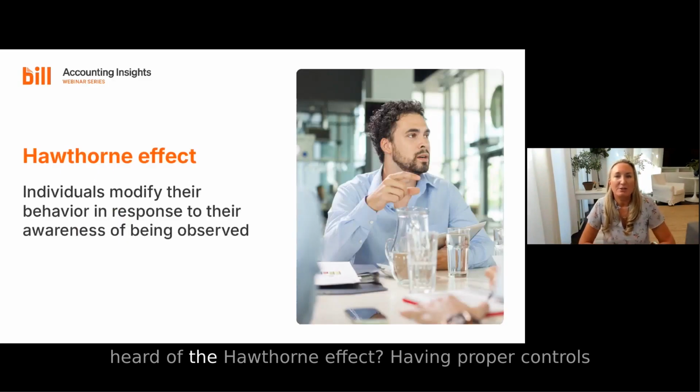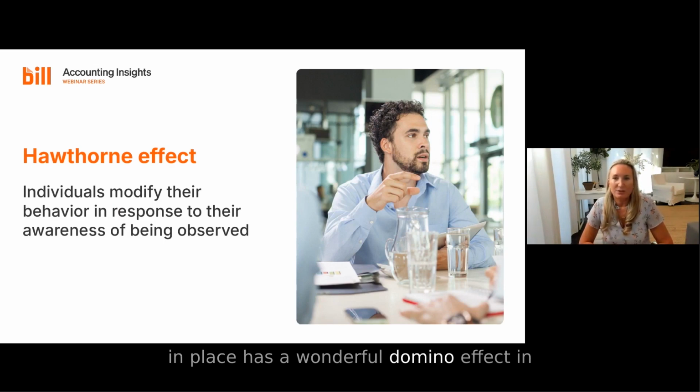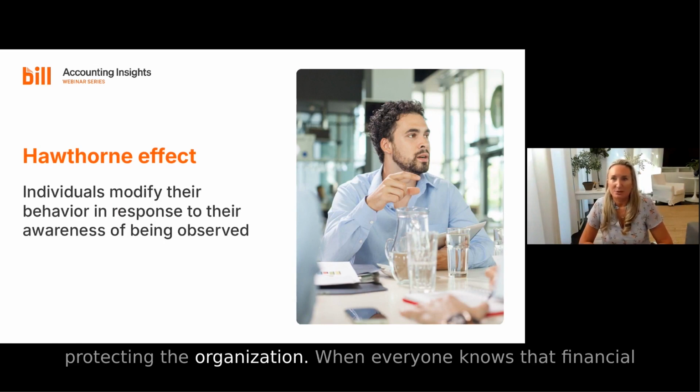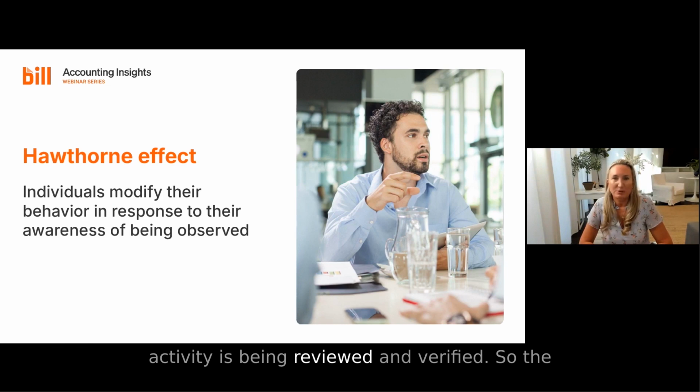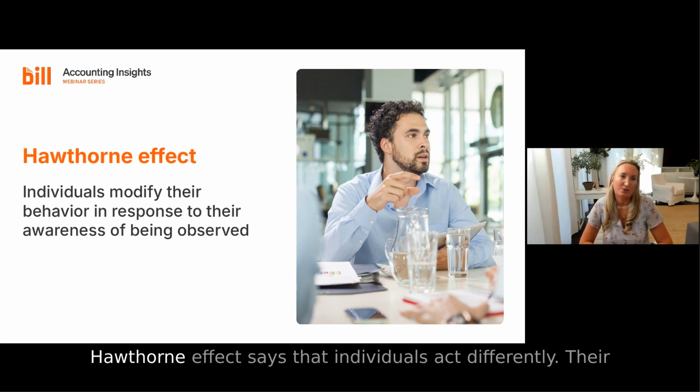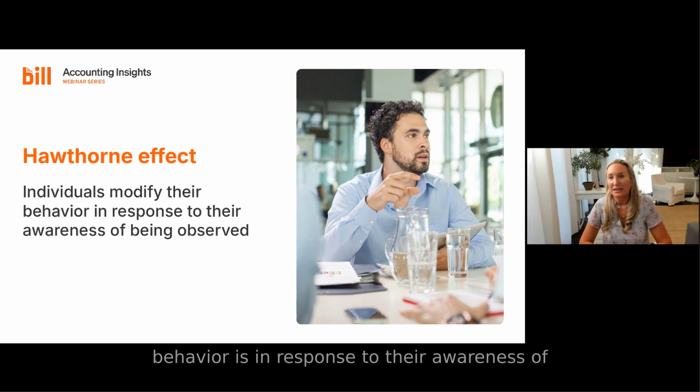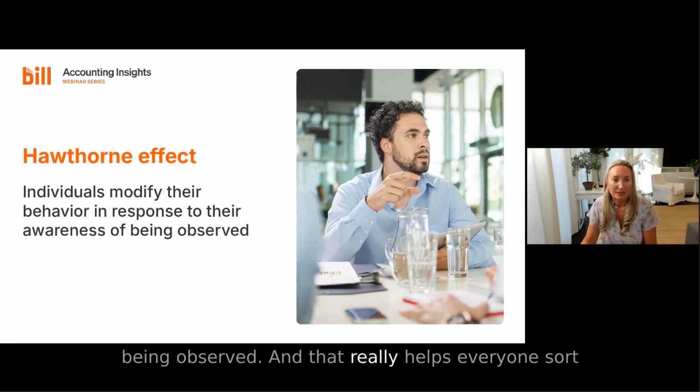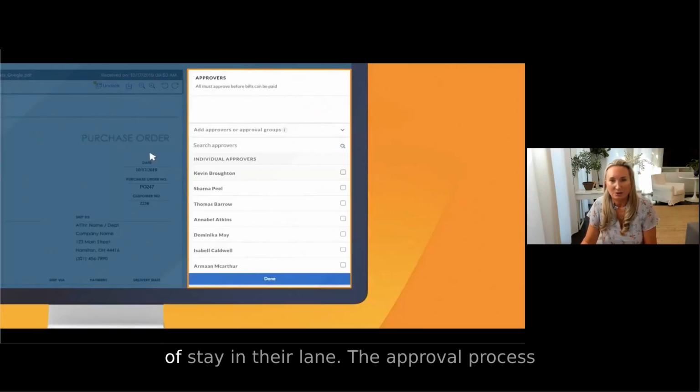Has anyone heard of the Hawthorne effect? Having proper controls in place has a wonderful domino effect in protecting the organization when everyone knows that financial activity is being reviewed and verified. So the Hawthorne effect says that individuals act differently. Their behavior is in response to their awareness of being observed. And that really helps everyone sort of stay in their lane.